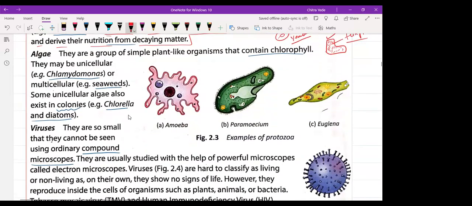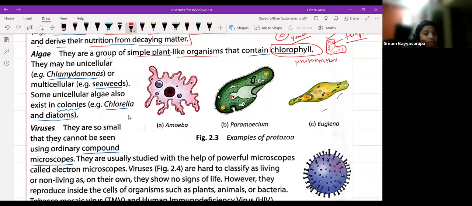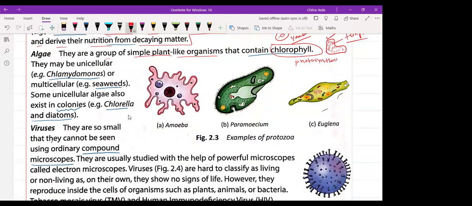Now, let's discuss the algae. They are a group of simple plant-like organisms that contain chlorophyll. If they contain chlorophyll, they do perform photosynthesis, right? So they prepare their own food, and they do not depend on other organisms.